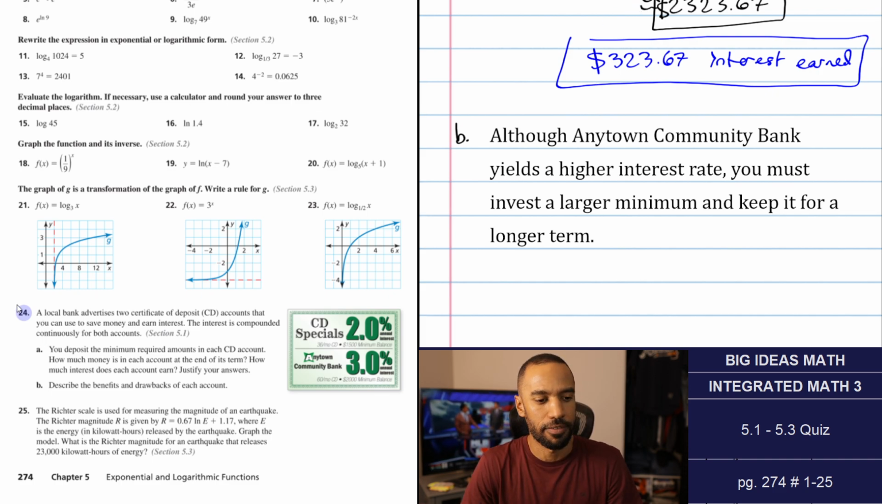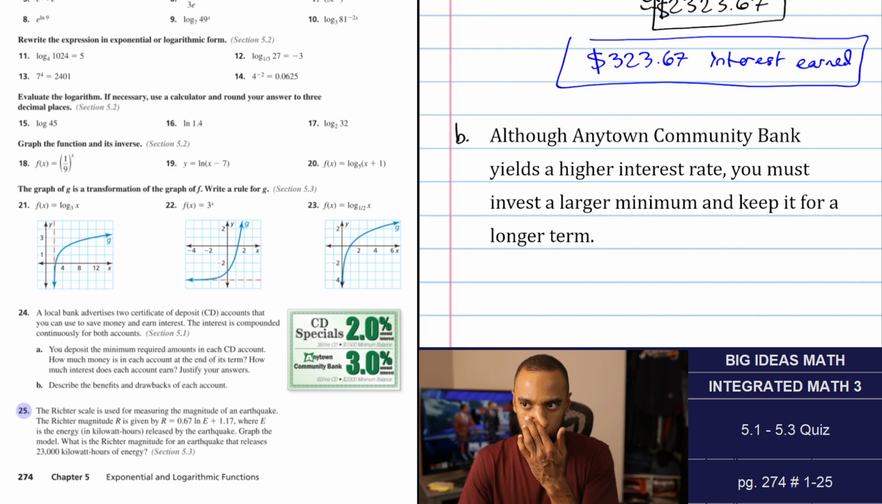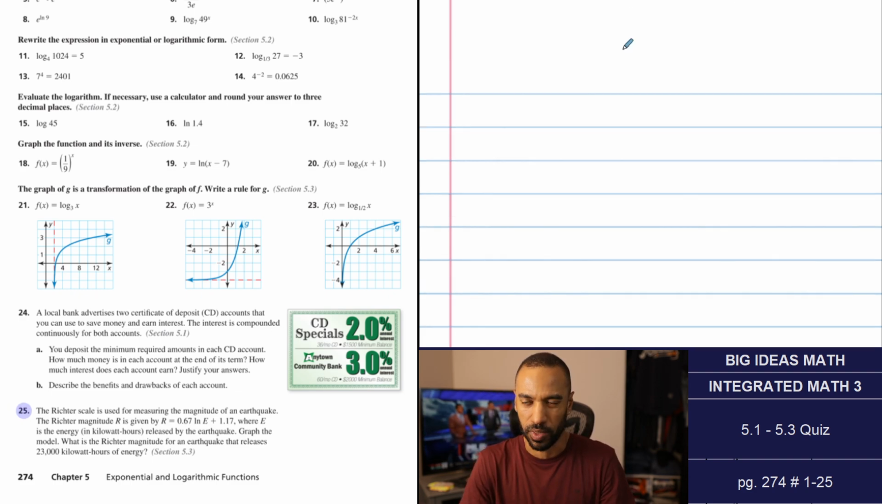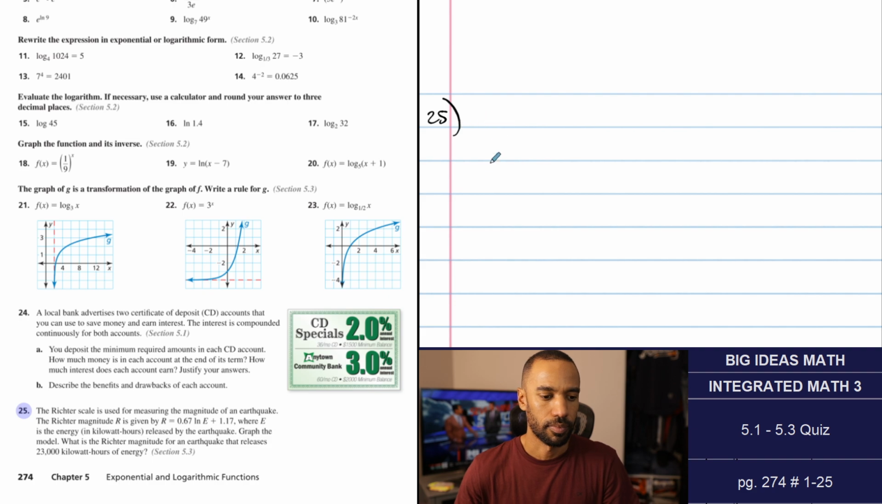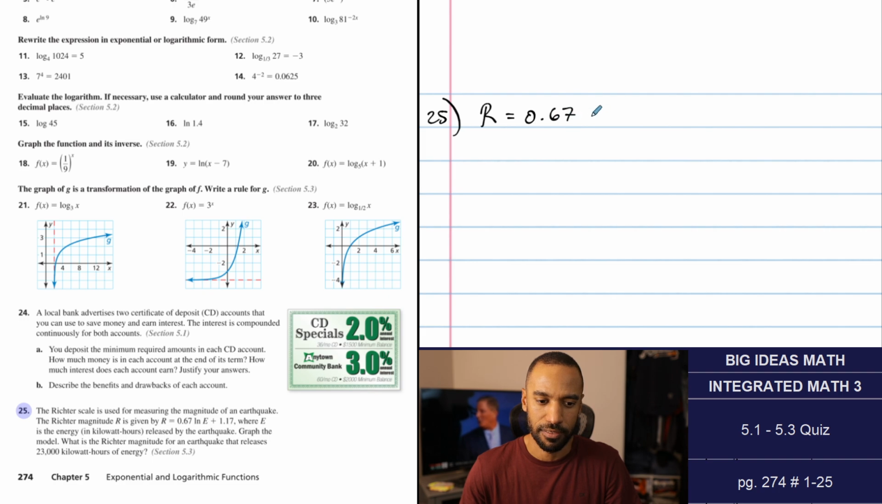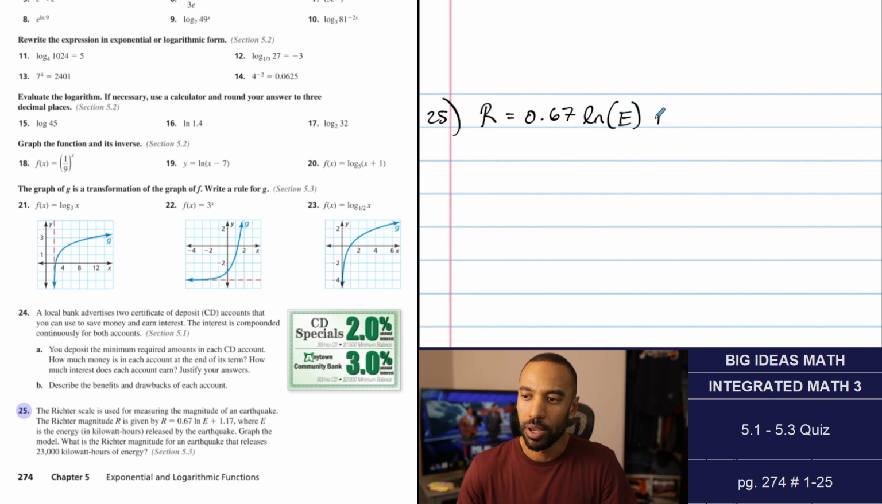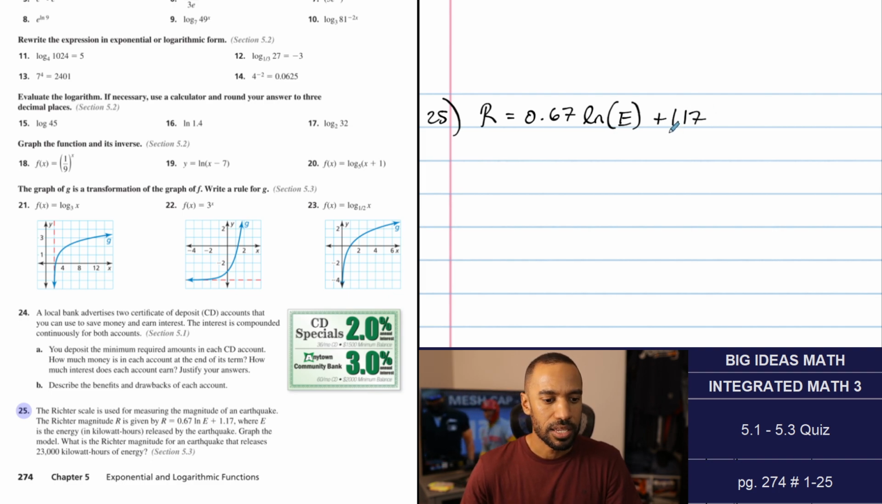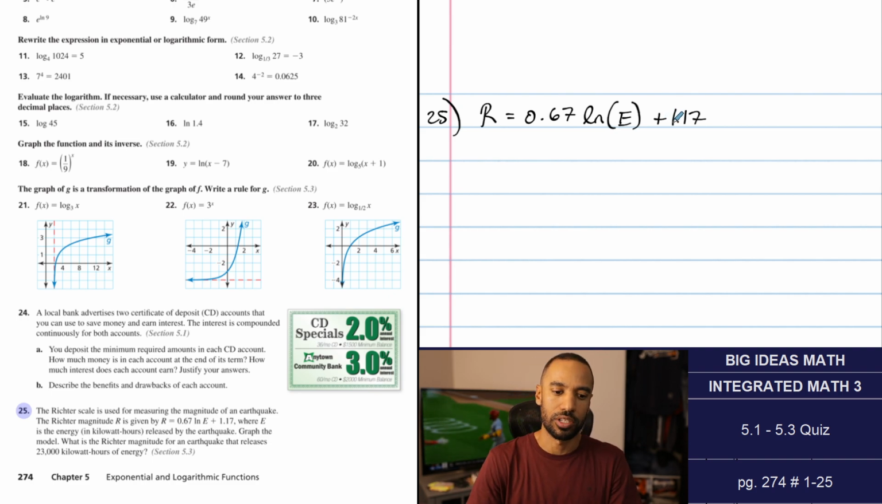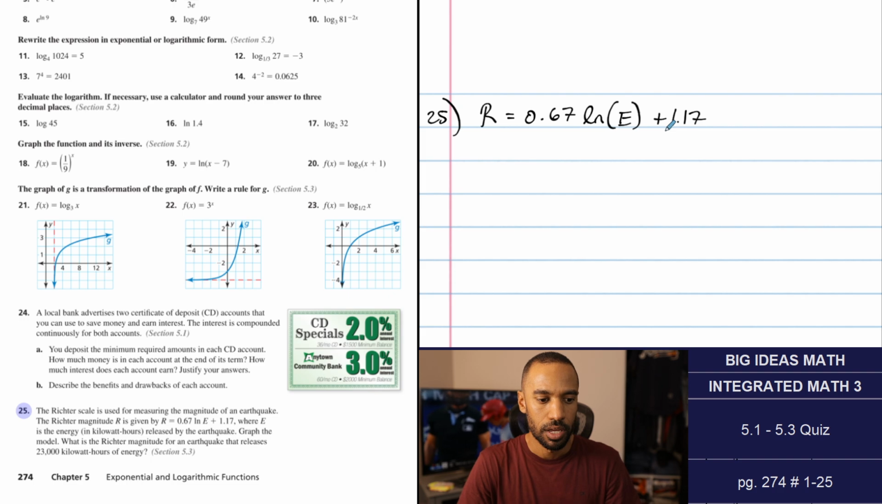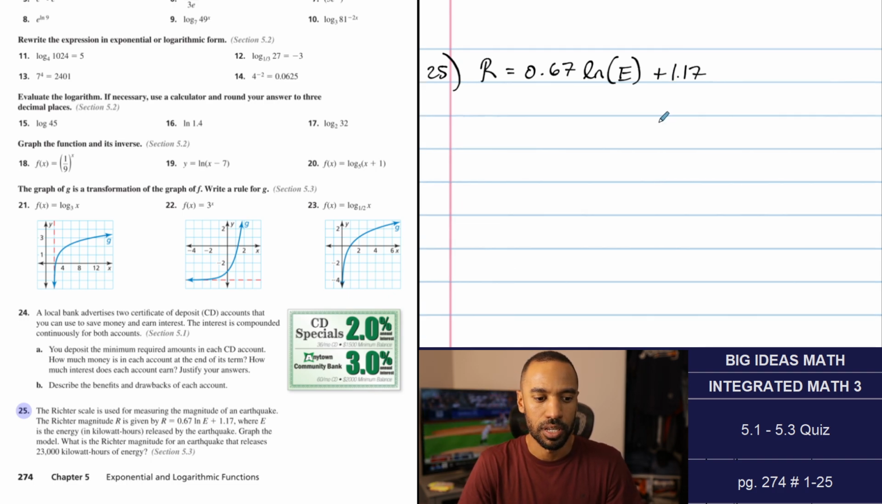All right, last question, number 25. The Richter scale is used for earthquakes. It's used for measuring the magnitude of an earthquake. The Richter magnitude R is given by R equals 0.67 times the natural log of E. E is not that e base that we're talking about. This is a capital E, a variable. Plus 1.17, where E is the energy in kilowatt hours released by the earthquake. Graph the model. What is the Richter magnitude for an earthquake that releases 23,000 kilowatt hours of energy?